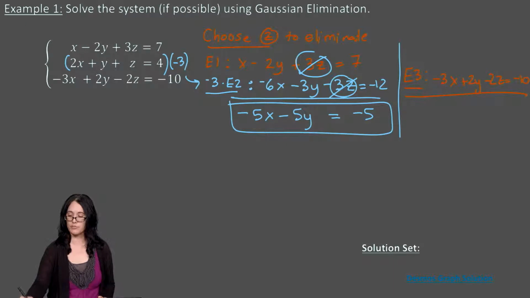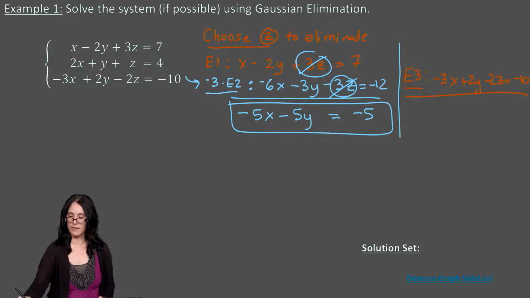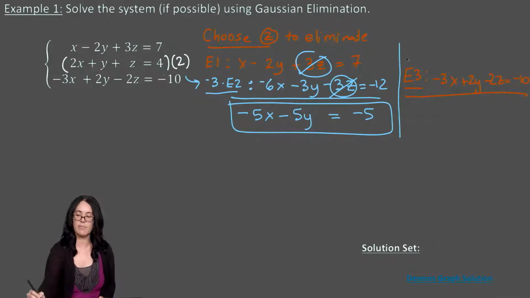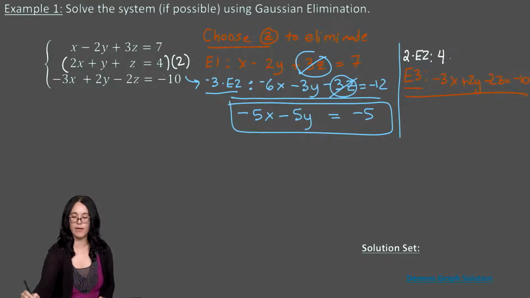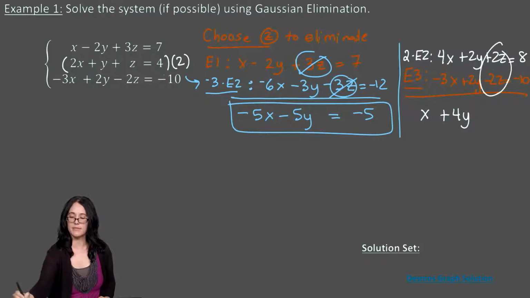How about equation 2? Well, what would I need to multiply equation 2 by in order for z to eliminate? Last time we did negative 3. This time, what would it need to be? Think about it. That's right, positive 2. If I multiplied equation 2 by positive 2, the new version of equation 2 becomes 4x plus 2y plus 2z equals 8. Now combining those equations, that system becomes positive 1x plus 4y, the z's cancel, death to you, and 8 minus 10 is negative 2.